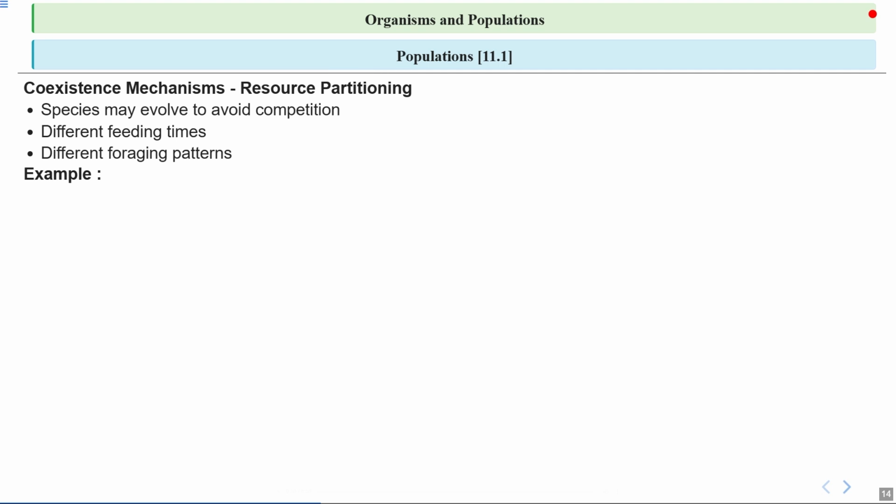Let's look at the classical example to make this clear. Robert MacArthur's study of five warbler species showed how these birds could all live in the same tree by behaving differently. Each species has its own niche, like feeding in different parts of the tree or at different times, which reduces competition and allows them to coexist.